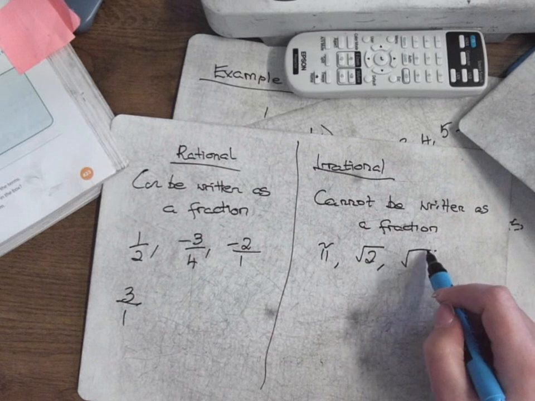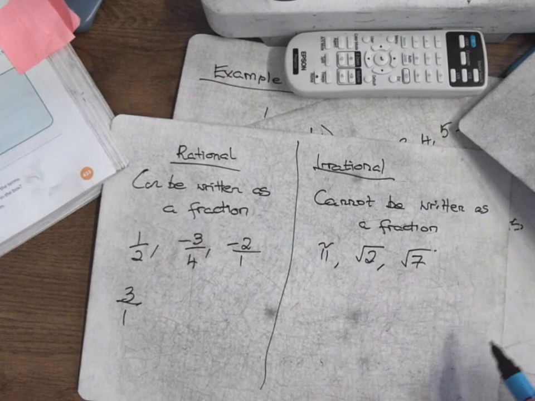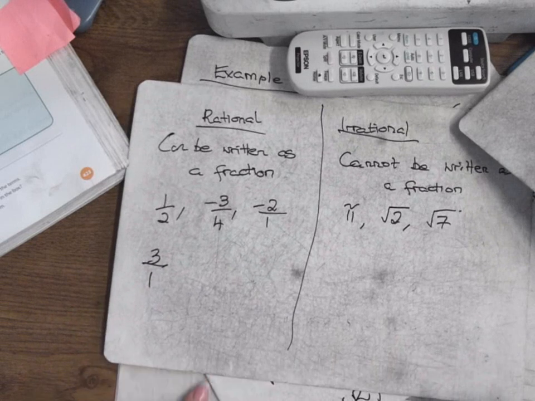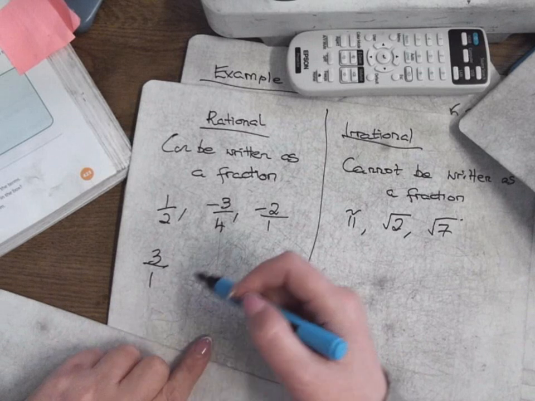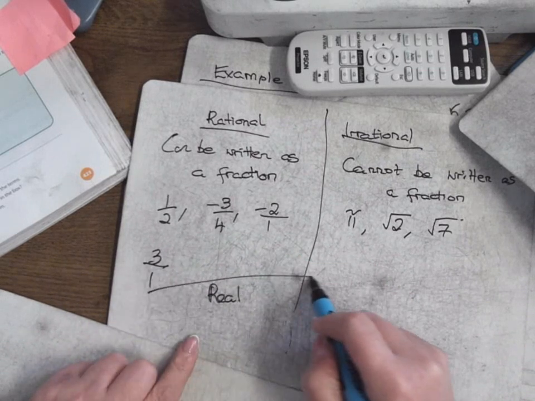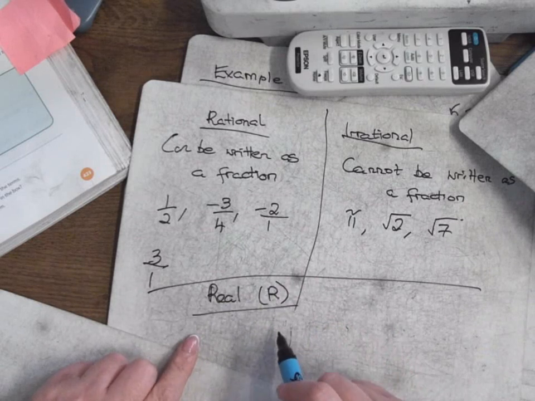Can anyone give me another irrational number? The square root of 7. Not 7, because 7 can be written as 7 over 1, can't it? But the square root of 7 is not a whole number. It's a big long decimal that goes forever. Do we know the difference between rational and irrational? Right. And then the next thing is a real number. So with real numbers, everything is real.